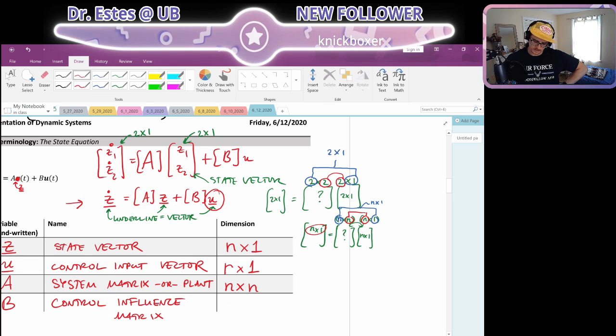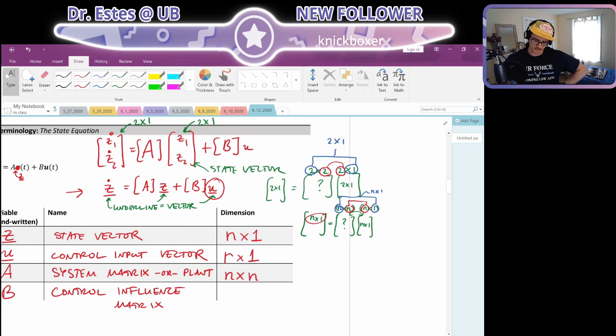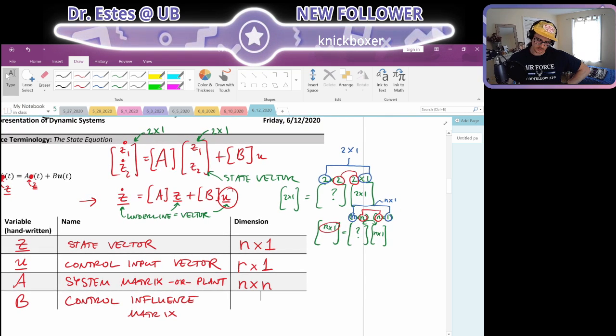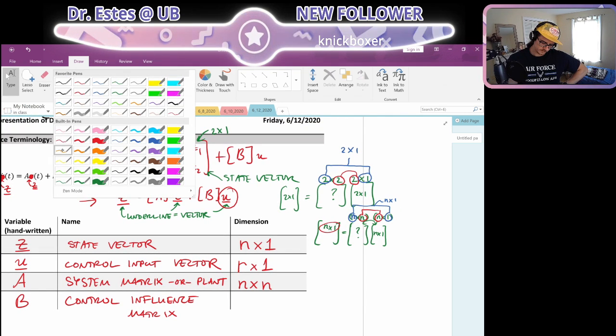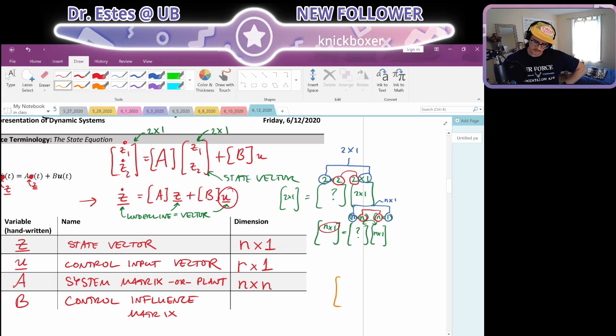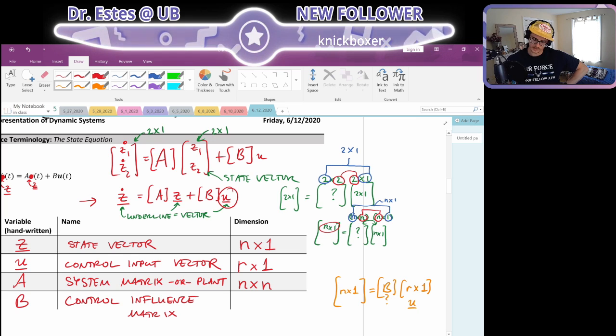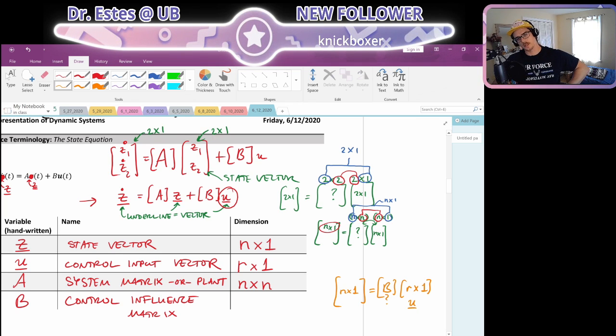Okay, now I'm going to test you again. What size does the B matrix have to be? We know that it's going to have to give back an n by 1, and B is multiplying with an r by 1, which is our u vector. So what size does B have to be?